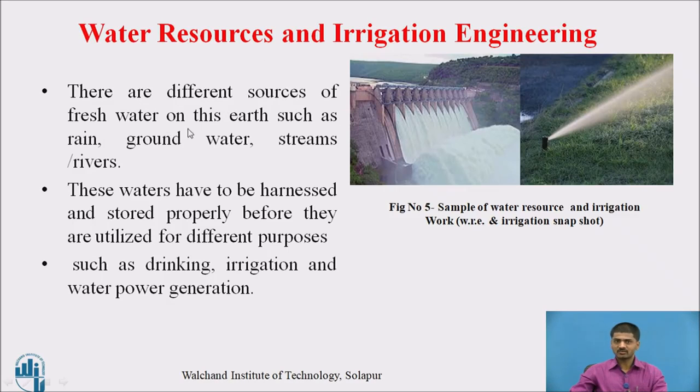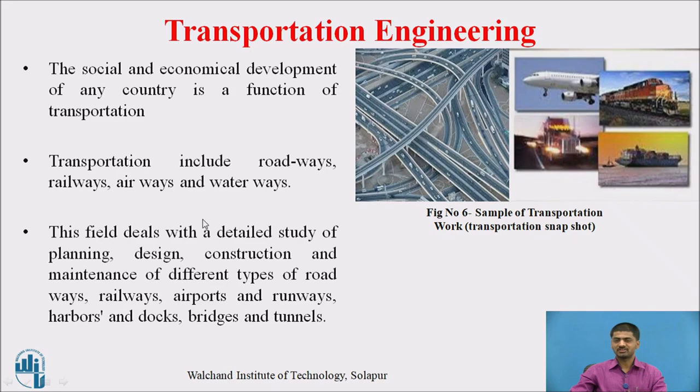There are different sources of fresh water on the earth, such as rain, next one groundwater, and last one rivers or streams. Surface and subsurface sources are present. The waters have to be harnessed and stored properly before they are utilized for different purposes, right? And such as we are using this particular water for drinking purpose, for electricity generation, each and all things. Different sectors are present. Dam water we are using for drinking purpose, for irrigation, for electric generation, and same for cropping.